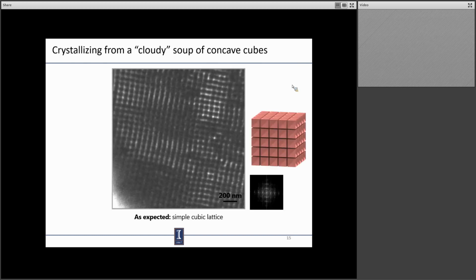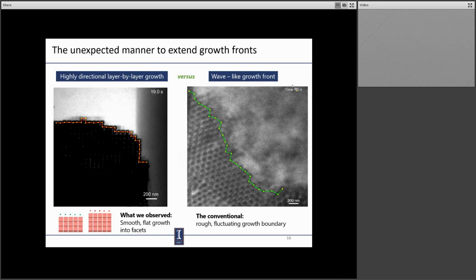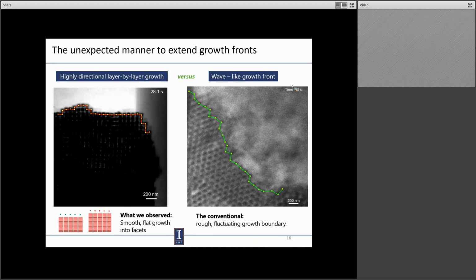Based on the fast Fourier transform, this is a simple cubic lattice, consistent with what we would expect for the cubes. However, the crystallization process, namely how the front of the crystal expands, is actually not expected. In this movie, we can follow single cubes as they come. The top crystal front is labeled in yellow and connected by red lines. During the crystal growth process, you can see incoming cubes will first complete one layer completely and then grow another layer. So you don't see awkward protrusions, and this is the so-called layer-by-layer growth.